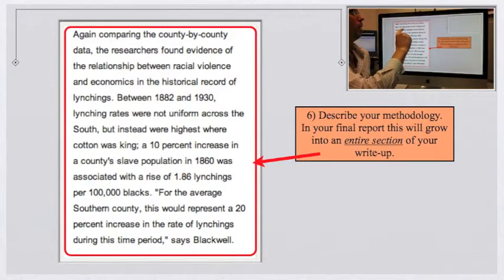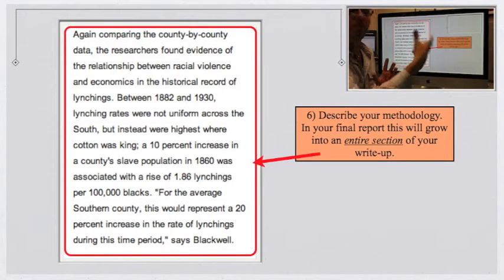Again, comparing the county-by-county data, the researchers found evidence of the relationship between racial violence, and it goes between 1882 and 1930. Lynching rates were not uniform, but instead were highest where cotton was king. A 10% increase in a county's slave population in 1860 was associated with a rise of 1.86 lynchings per 100,000 blacks. So it's not like you had more blacks, you had more lynchings. You had more blacks and you almost had double the number of lynchings if there was a higher concentration of blacks. And every 10% increase in the concentration of black slaves in the historical context doubled the lynching rates.